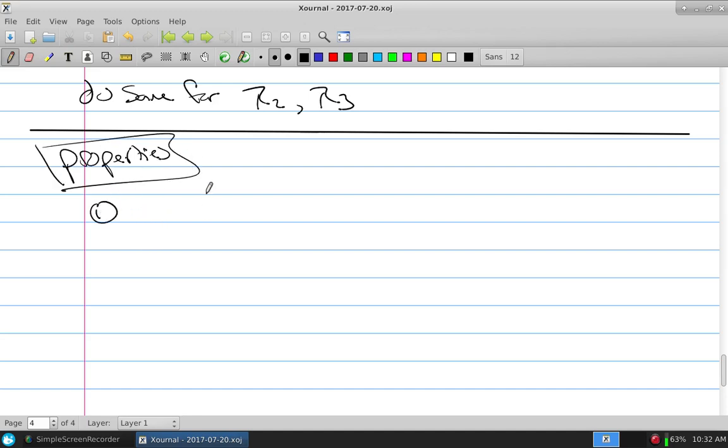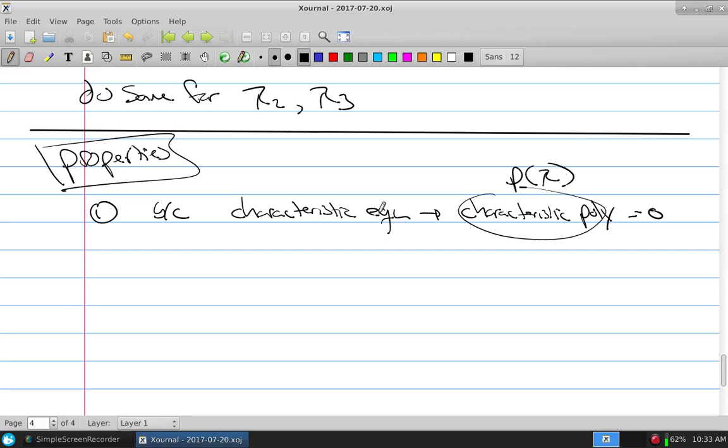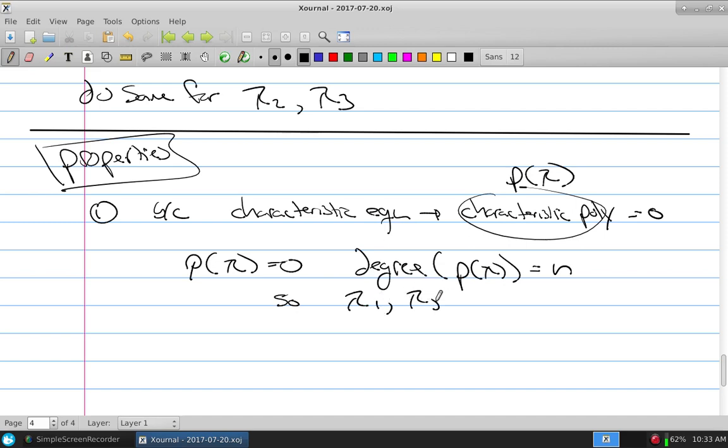The first property, because we're going to have some sort of characteristic equation, this characteristic polynomial equal to zero. And normally the characteristic polynomial, since it's a polynomial, we just say P of lambda. We have P of lambda equals zero, right? Then what I know is if the degree of this polynomial is, say, n, this is an n by n matrix, that tells us how many lambdas are there going to be? We will have lambda 1, lambda 2, up to lambda n.